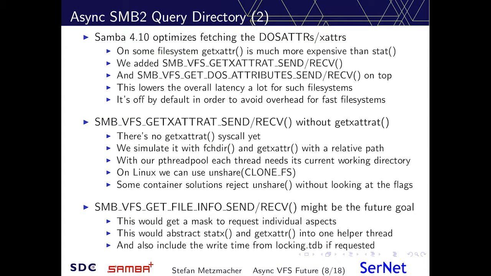So in the end, we hopefully get something like get file info send and receive. That would be a future goal, more or less like the statx call, but at a higher level, where we specify which information we want, and then the backend goes and fetches all we need. So it may skip getting the write time from the locking TDB if we don't need it, or skip the call to getxattr and specify flags to statx, and that may help in future to bring down the latency even more. Maybe we can also have the statx and getxattr in one helper thread. Typically we just want one syscall there, but having two with very simple logic might be okay.